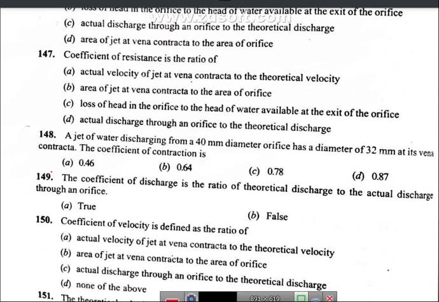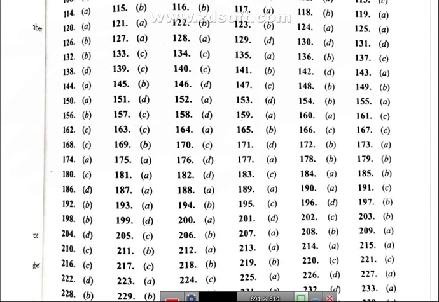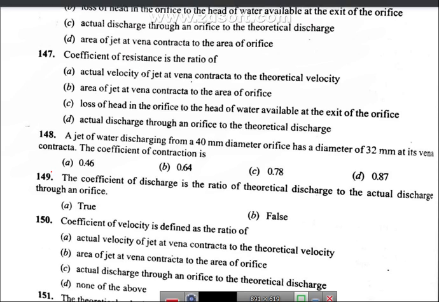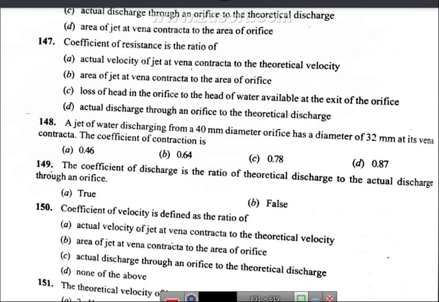147. Coefficient of resistance is the ratio of actual velocity of the jet at the vena contracta to the theoretical velocity, area of the jet at vena contracta to the area of orifice, loss of head in the orifice to the head of water available at the exit of the orifice, and actual discharge through an orifice to the theoretical discharge. 147 C. That is your loss of head in the orifice to the head of water available at the exit of the orifice.